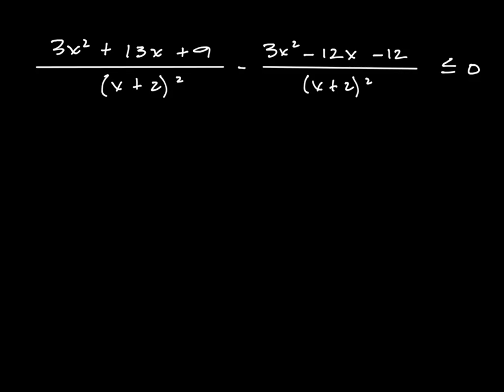So I can combine some like terms. We have a positive 3x squared and a negative 3x squared. Once we do that, we can do 13x minus 12x, which gives us x, and then 9 minus 12, which is negative 3. And we'll still divide that by (x plus 2) quantity squared, and it still has to be less than or equal to 0.